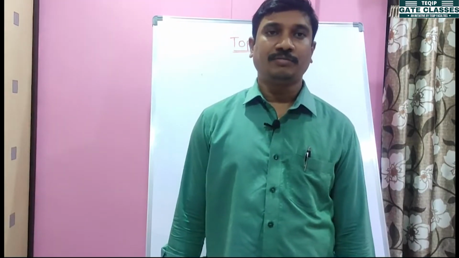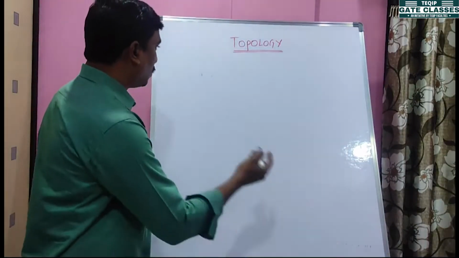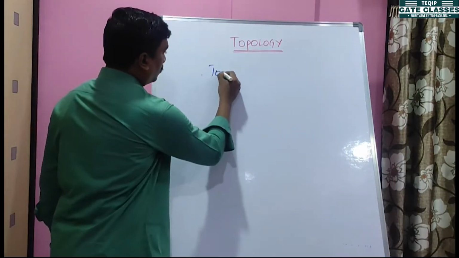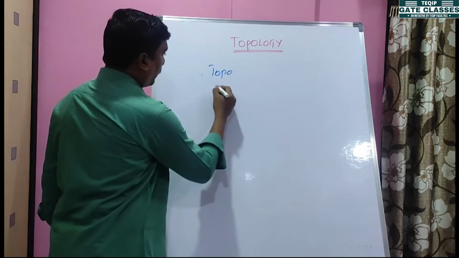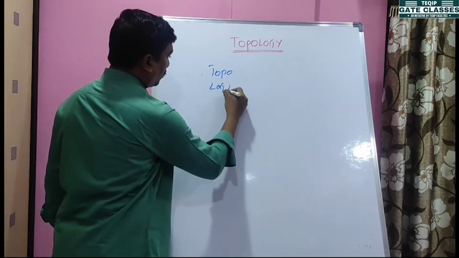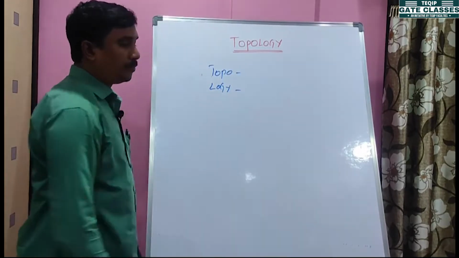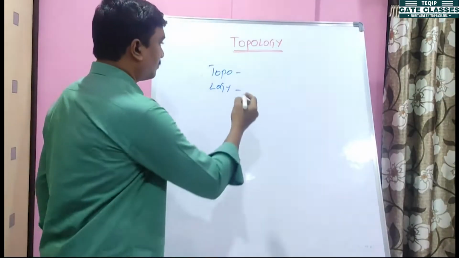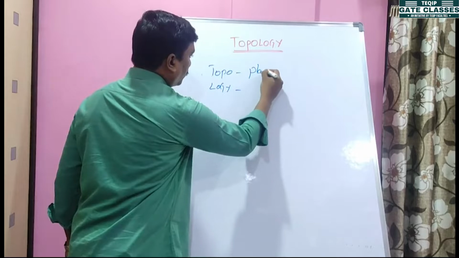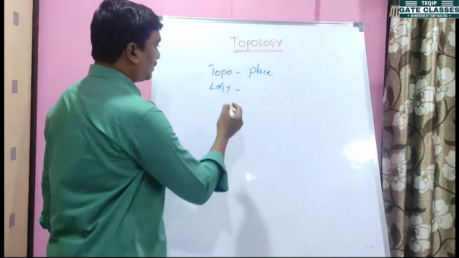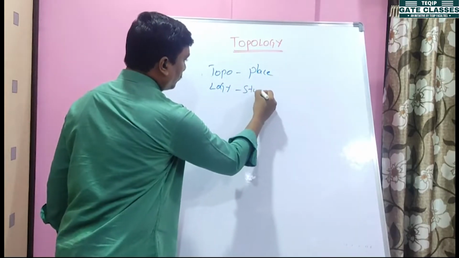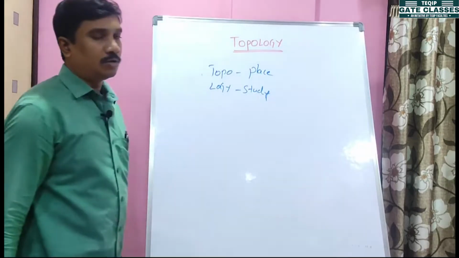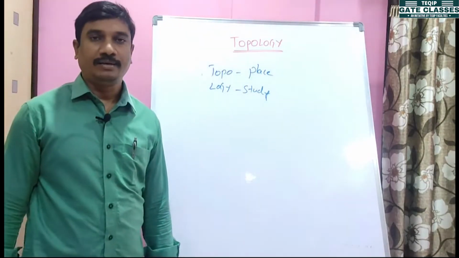Topologies are derived from two Greek words, topo and logy. Topo means a place. Logy means study. Topology means place of study.